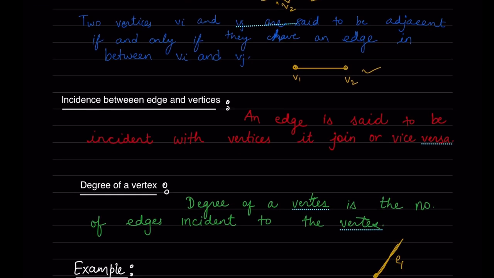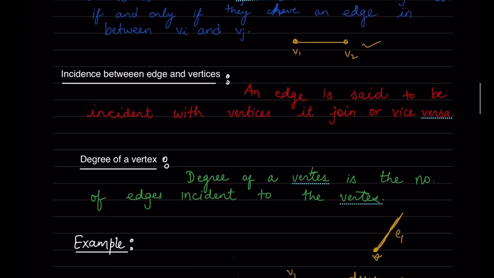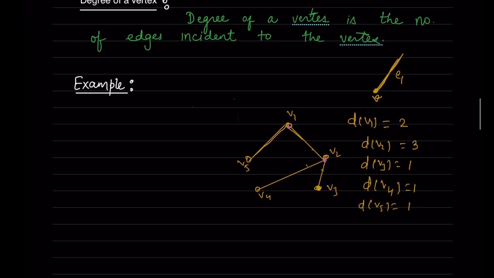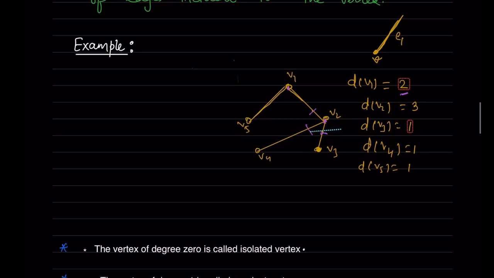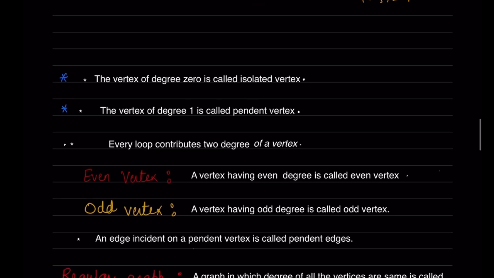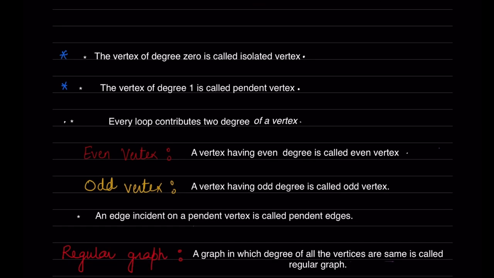The degree of a vertex is the number of edges incident to that vertex. So this was the example from where we found the degree of each vertex. Degree of v1 is 2, where 2 edges are incident on v1. Degree of v2 is 3, as 3 edges are incident on v2. Same for v3, v4, v5. So in this lecture we will discuss some more observations of a graph.